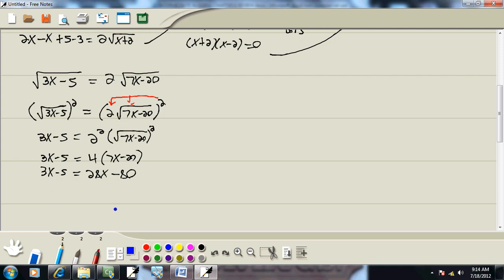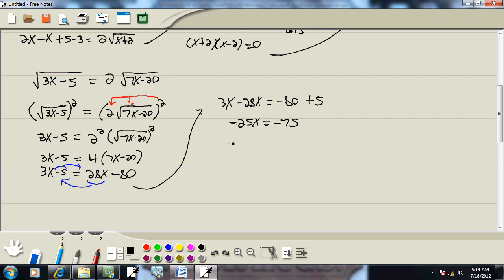Get all the x's on one side, numbers on the other. So I'll take 28x over here and negative 5 over here. So we got 3x minus 28x equals negative 80 plus 5. Combine together like terms. That gives us negative 25x. Negative 80 plus 5 is negative 75. Divide both sides by the number in front of your x. So we'll divide both sides by negative 25. And you get x is equal to 3.